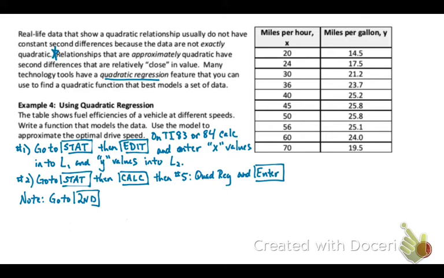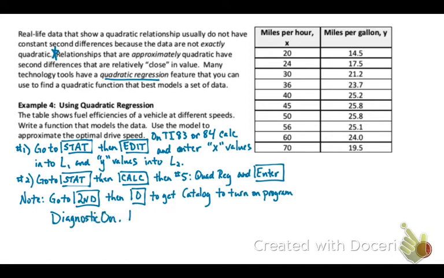What we're looking for is a quadratic equation that fits the data. We also want to see what's called our correlation coefficient, our R value. If you do not see an R value, then you can turn on that program by going to second and then 0, and you'll see something called your catalog come up. You're going to arrow down until you see the words diagnostic on, and you'll hit enter twice until you see done on your screen, and then that will turn on the program to run a regression. So let's go back to the calculator and do those steps.